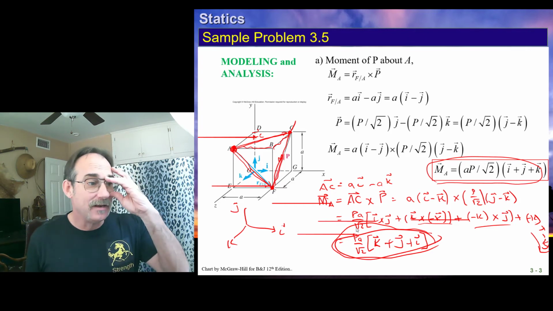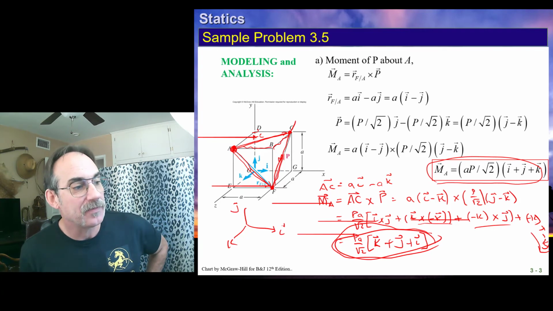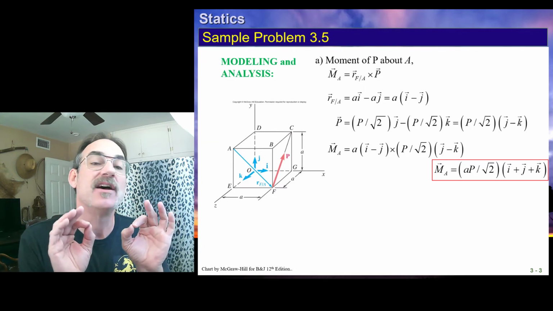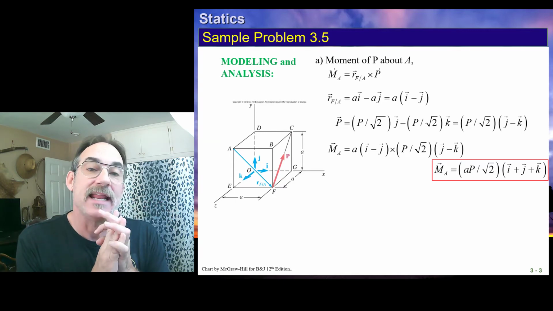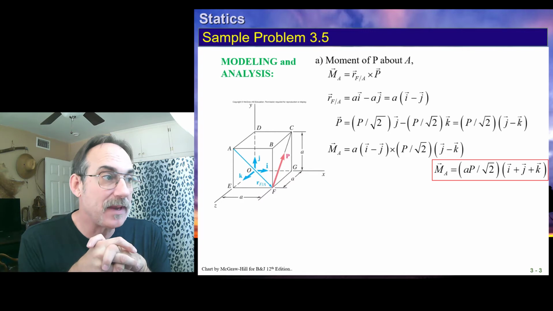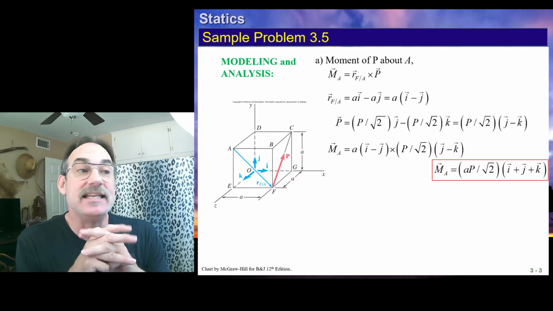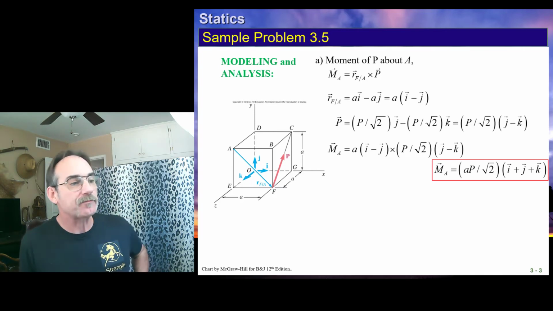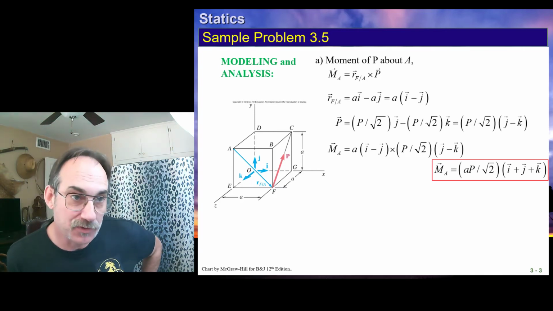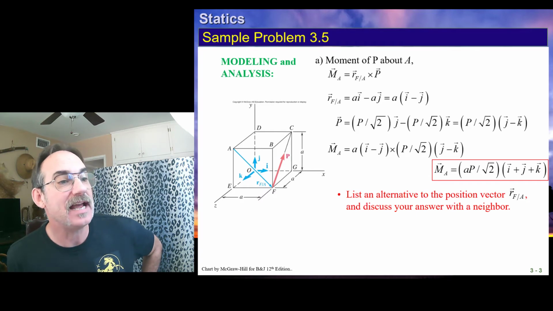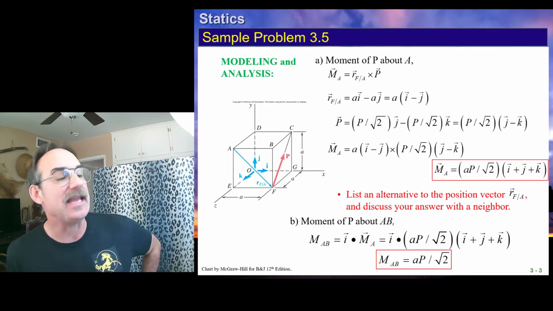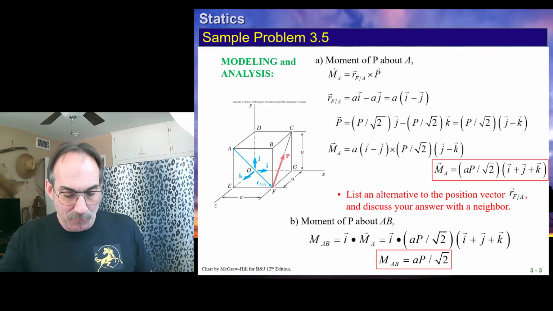So let's go ahead and move to our second example. Before you move to the second example, you need to do this over and over again, getting the moment of that force P about A until you can do it like this. Okay? All right. Once you've done that, you're ready to move to our next example. In this next example, we're going to calculate the moment of P about this line segment AB. Okay, the same process.